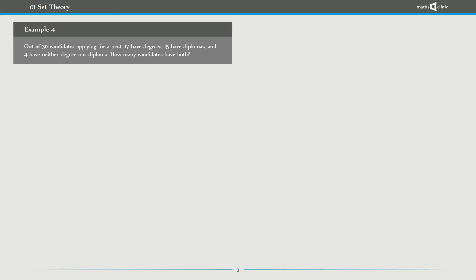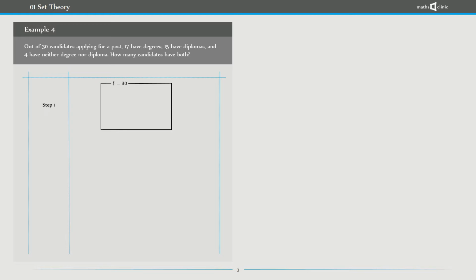Okay, now let's look at this. All right, and the first thing we need to do here is construct a diagram to represent this information. So step 1, we have our universal set. Okay, and our universal set tells us everything. It's the overall, and in this case we have 30 candidates applying for a post. So our universal set in this case is 30.